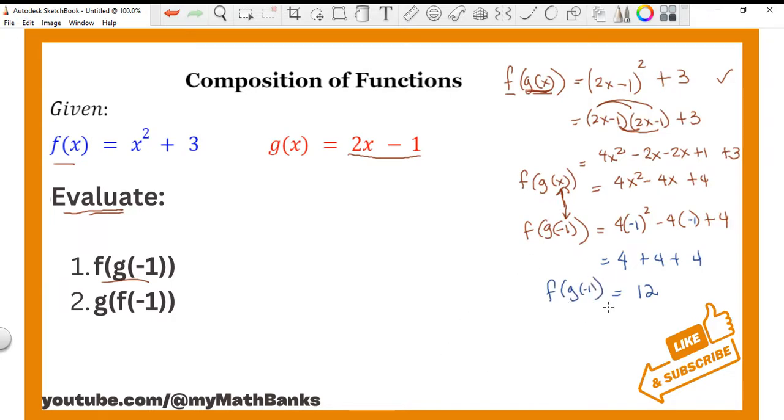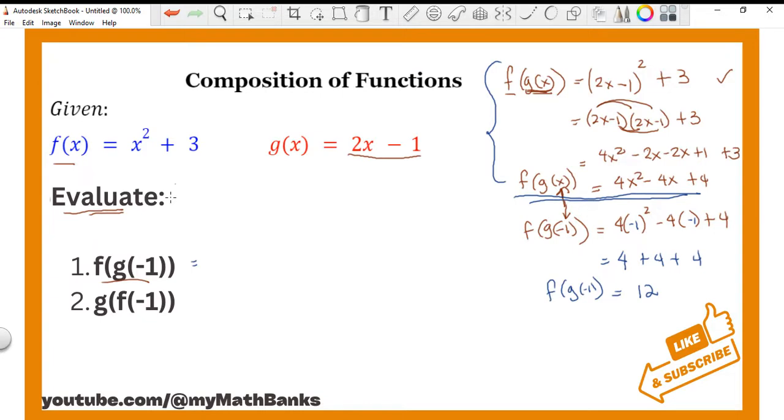Okay, now, how did we solve this again? Well, we solved for f of g of x first, then we had this expression, and after that, we used the f of g of negative 1. We substituted negative 1. Now, what's another way of solving? What about if we don't do this part? We just do f of g of negative 1. Well, we can do that too.